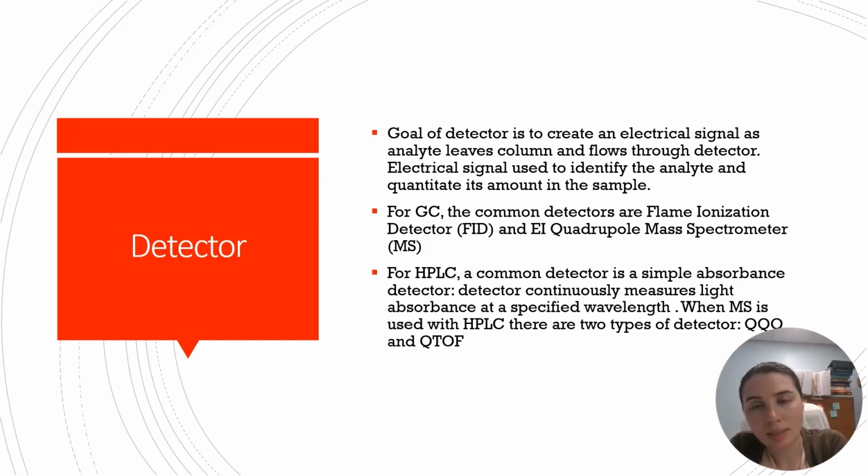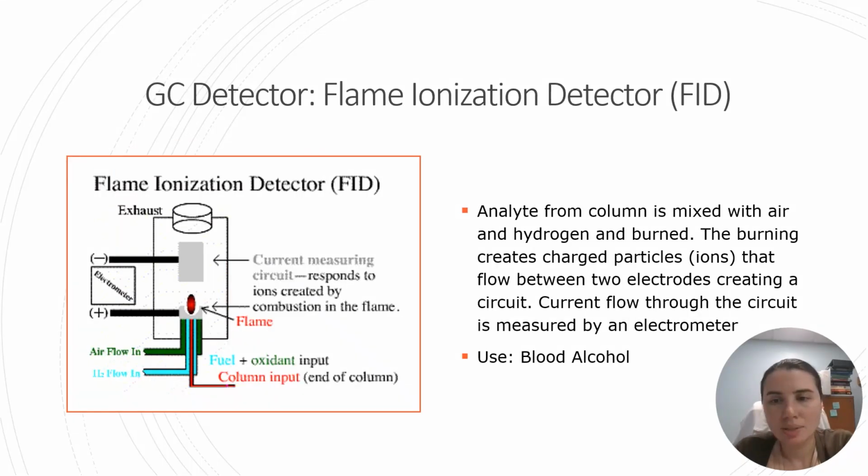For HPLC, a common detector is a simple absorbance detector, like a UV detector that continuously measures light absorbance at a specific wavelength. When we talk about LCMS setups, there are two major types of detectors, and ones that we use in my lab: triple quad, or QQQ, and quadrupole time of flight, or QTOF. So without further ado, we're going to go through these one by one, the first one being the flame ionization detector, often coupled with the GC.